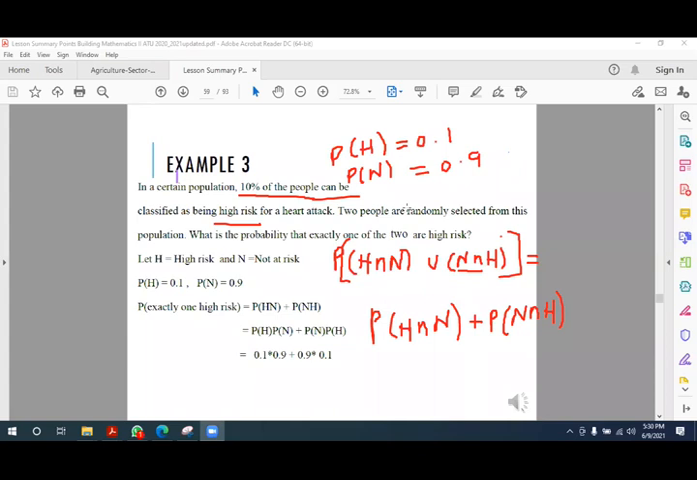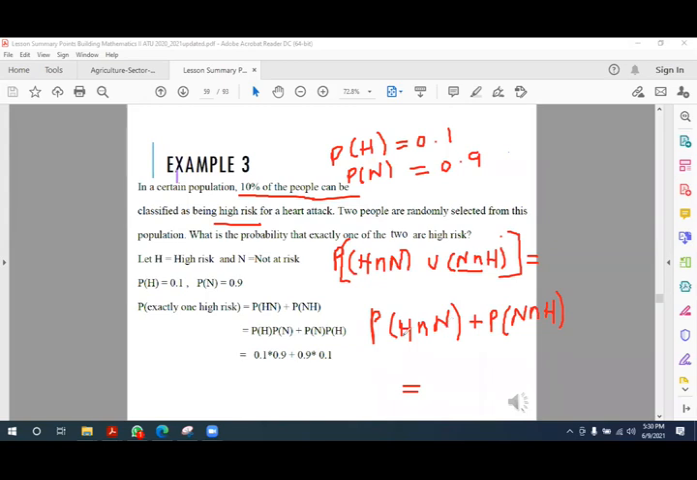Then again, what we need to understand is that when it comes to H and N, because we are selecting H and N, the general formula should be the probability of the first times the probability of the second given the first. But this is the case of the Bernard and the Abraham scenario. The fact that the first person has a heart attack does not mean the second person should have a heart attack or should be at risk for a heart attack. They are two independent people. So we are in an independent scenario.